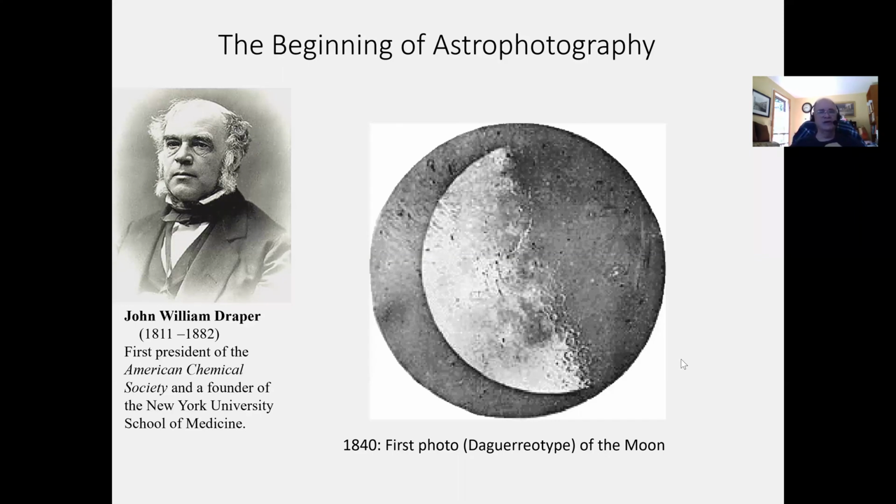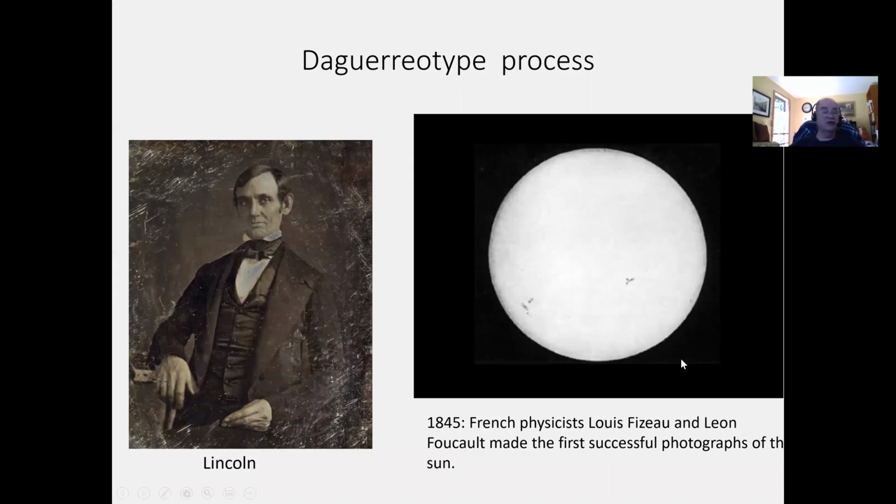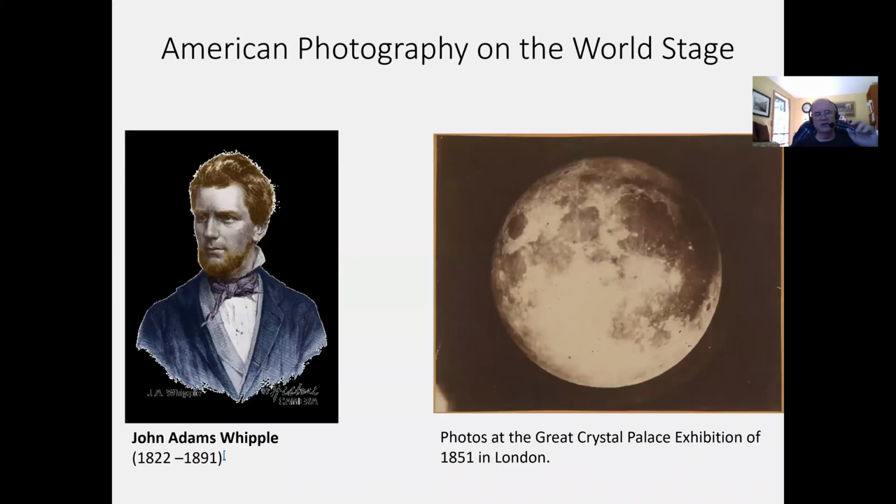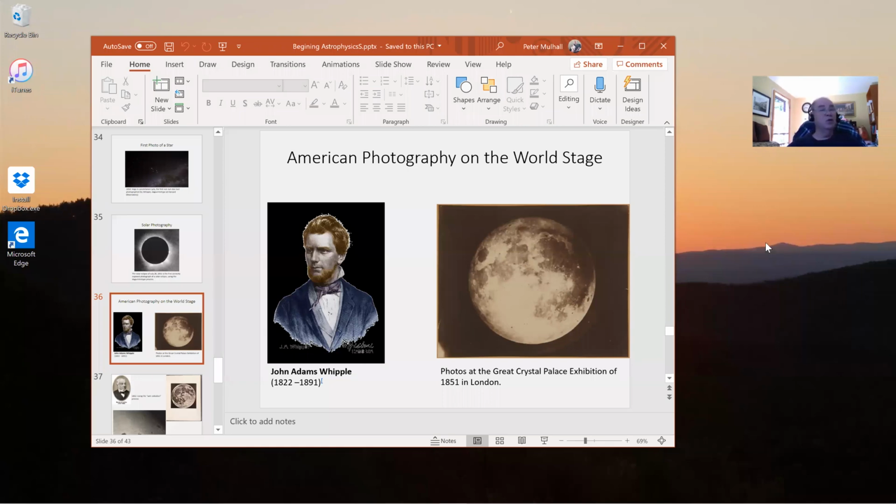First picture of the moon. Here's the picture of the sunspots. Here's the first photo of a star. Not surprisingly, it's Vega, a very, very bright star. The first photograph we could take of a star, and on they go. It's a very interesting little photo essay I put together about the development of photography. By the way, the word photography was coined by John Herschel, of all people, the son of William.